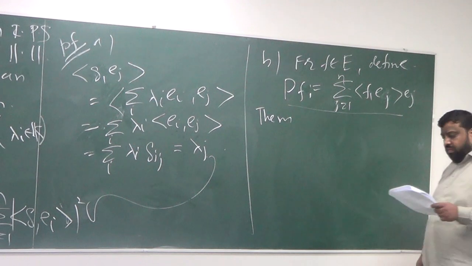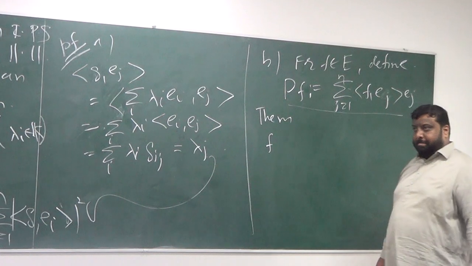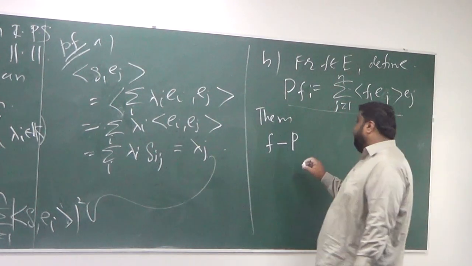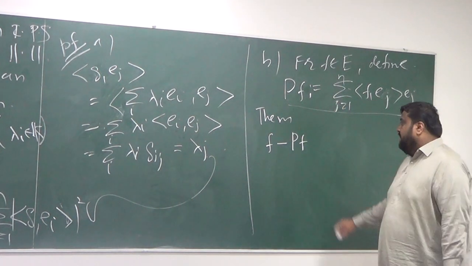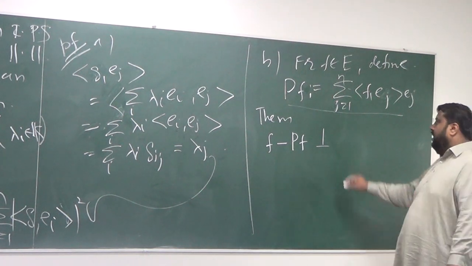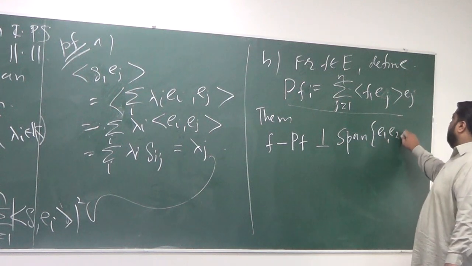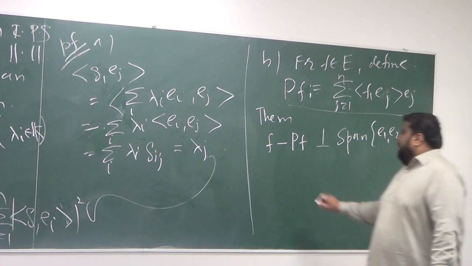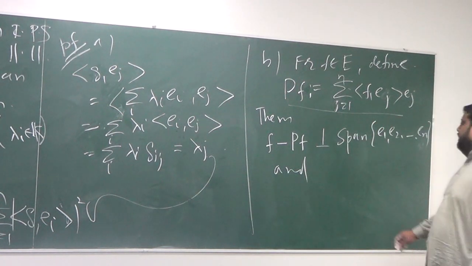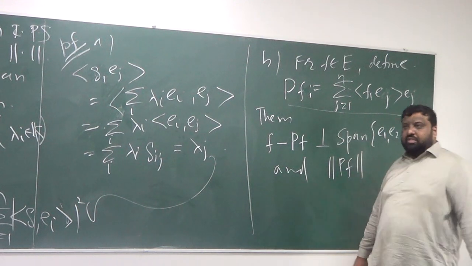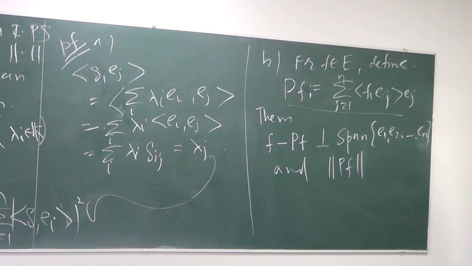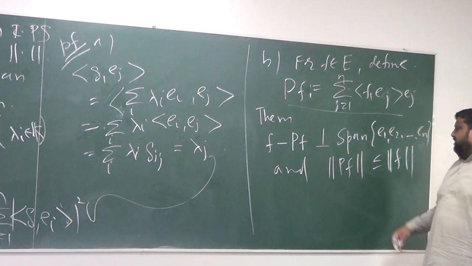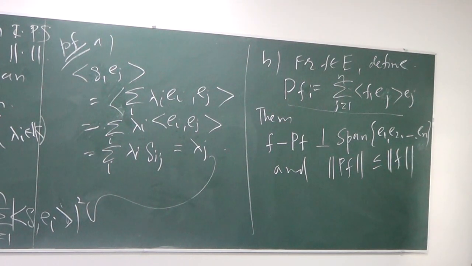So this abstract Fourier series has an interesting property. If you take f and remove this part, in other words this abstract Fourier series of f, then this difference is always going to be orthogonal to the span of this orthogonal system. That's the first thing. And if you compute the norm of Pf, which is called the projection of f, then this must always be less than or equal to the norm of f, which must be trivial. Just think about it. Is it making sense? A little bit?